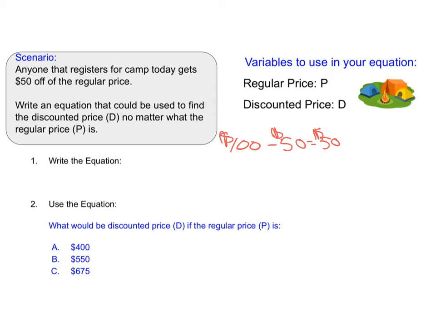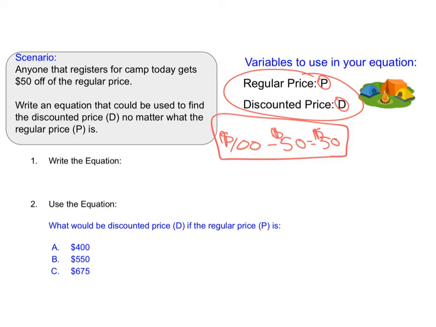But what I need to do is look at the variables that I'm going to use in the equation, right? So the directions say write an equation that can be used to find the discounted price D no matter what the regular price is, right? So our regular price is P. Our discounted price is D. So those are two variables. So if I use this as an example, I'm going to say my regular price is P minus 50 equals D, right? So I've got my regular price minus the $50 equals D.